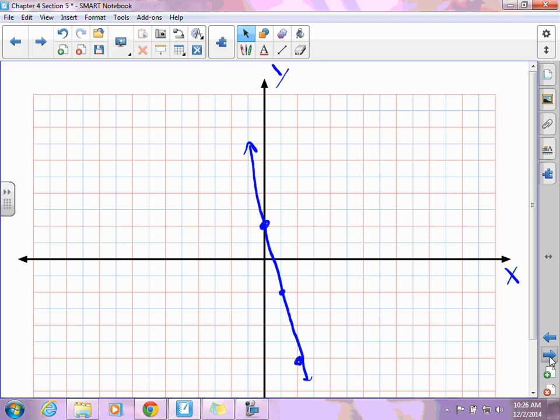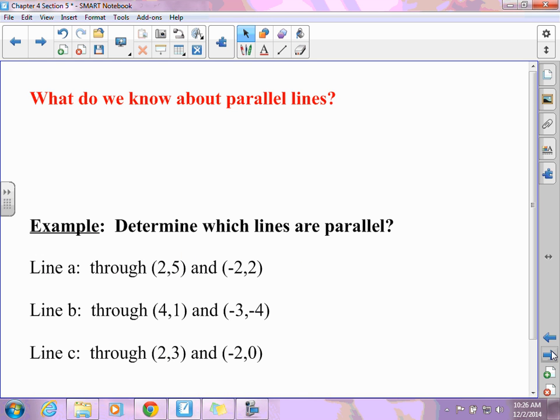All right. What do we know about parallel lines? Correct. They're straight because they're lines. They go on forever because they're lines. That is correct. They don't intersect.